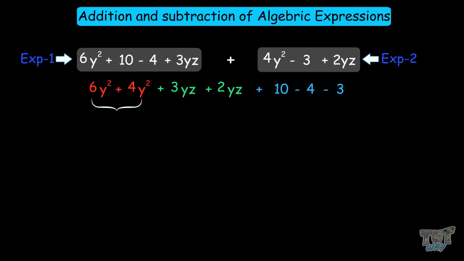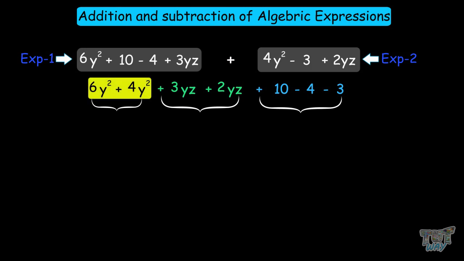6y squared plus 4y squared, 3yz plus 2yz, and finally, the constants 10 minus 4 minus 3. So you have 3 sets of like terms. Now solve them separately. Now the first set is 6y squared and 4y squared. You get 10y squared.